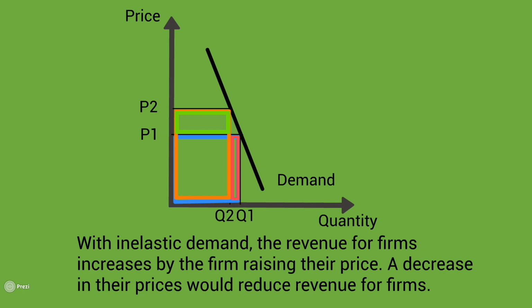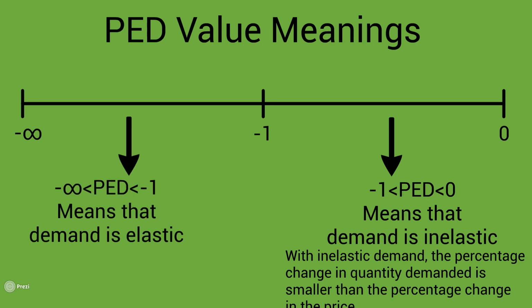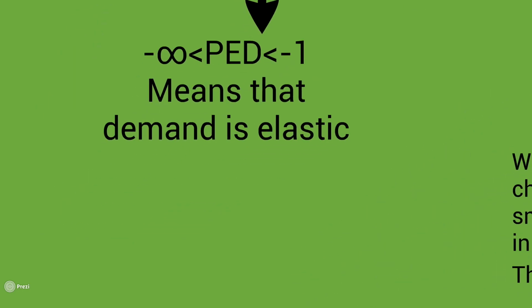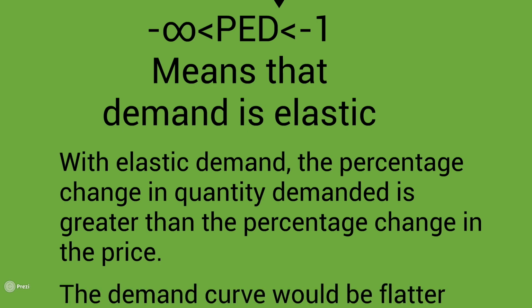So now let's go back to our number line. A value for price elasticity of demand between minus infinity and minus 1 means that demand is elastic. With elastic demand, the percentage change in quantity demanded is greater than the percentage change in price. The demand curve for elastic demand would be flatter.